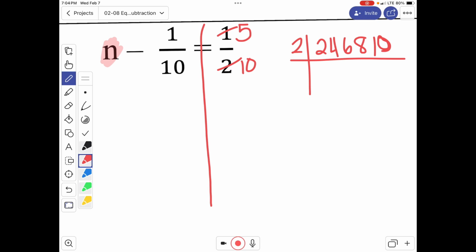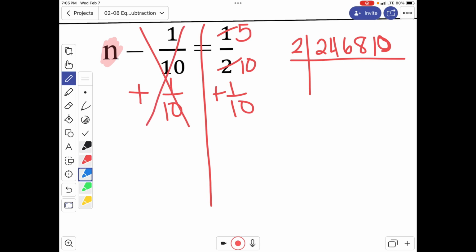Now I can go ahead and get rid of what's next to the variable. It says minus 1/10, so the opposite would be plus 1/10. And you need to make sure you do it to both sides. Since these are opposites, they cancel, and the only thing left on the left is the n. Bring the equal sign straight down. And since they both have the same denominator, I just need to add the top number. So 5 plus 1 makes 6.